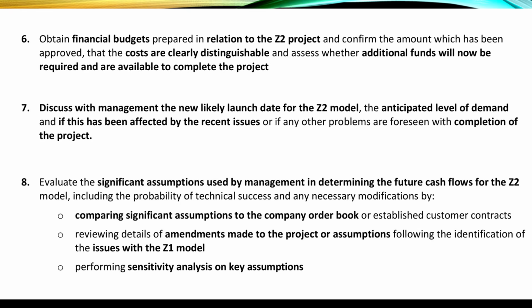I could be looking at financial budgets in relation to Z2 to see if now additional funds will be needed. Remember, one of the criteria is resources. So I'm confirming that for development expenditure. I'm going to ask the management the likely launch date and the anticipated level of demand. I need to see if this has been affected by the recent issues with Z1. One of the criteria is probable economic benefits. So I'm confirming that by looking at the anticipated demand.